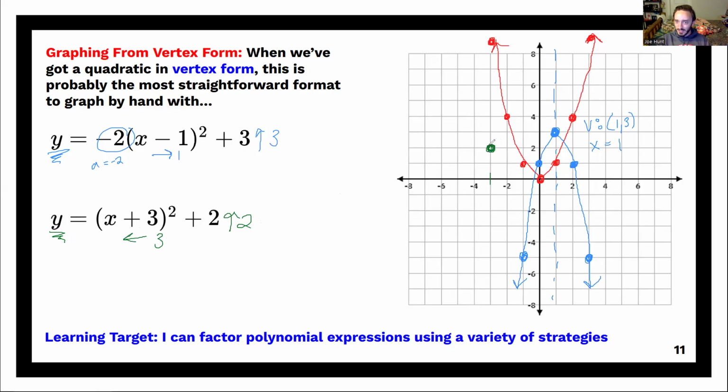So I graph this. I've got my vertex, which is my starting point. If I don't have a number there for a, I want to think of the number that I could multiply (x plus 3) squared by to not change it at all. And that's really just a 1. So when the a is not present, or when the a is 1, you follow the same pattern of behavior as you would for a parent function. You're going to get your vertex, then go over 1 up 1, and then over 1 up 3, and then over 1 up 5. No real surprises here, no real curveballs.